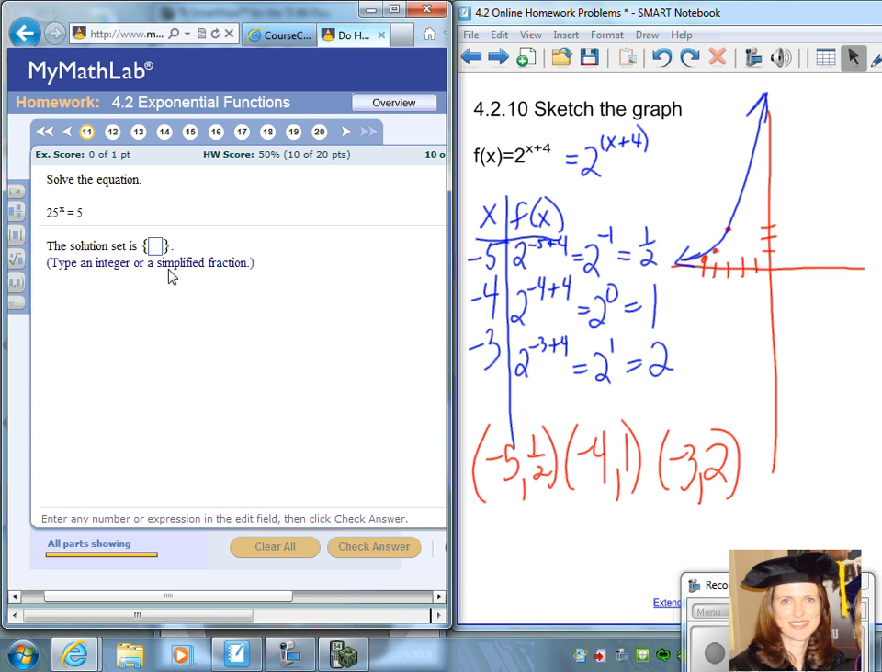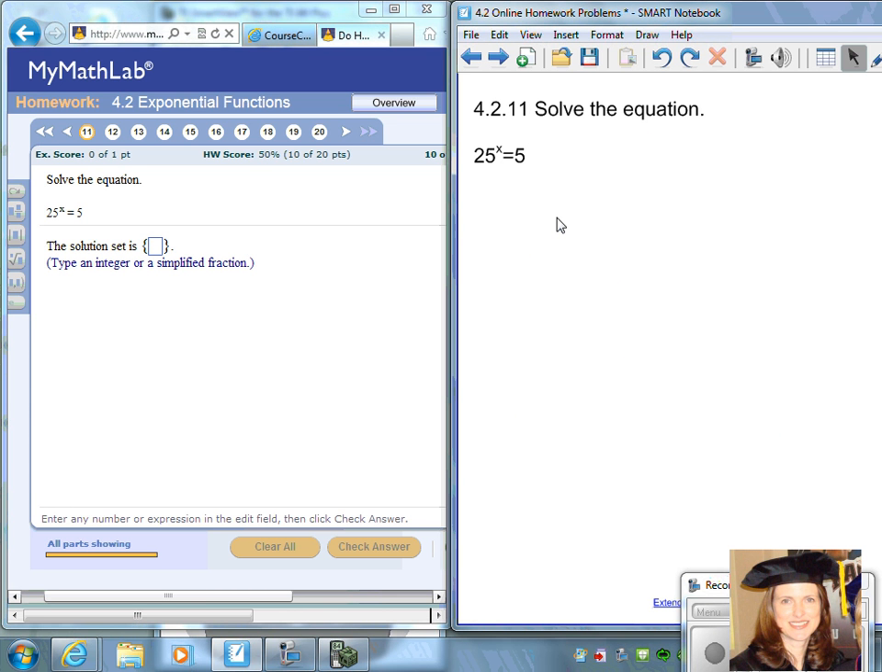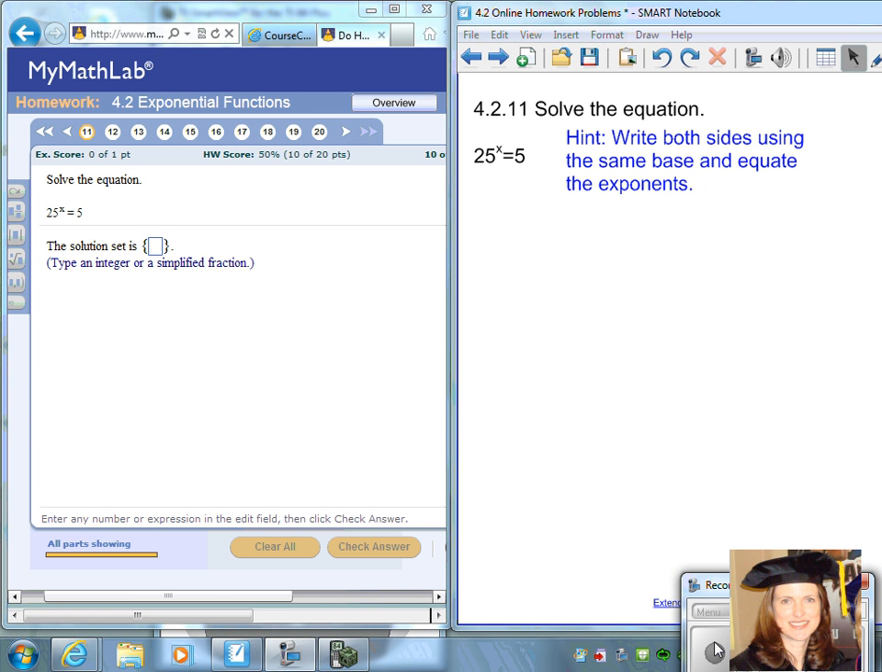Okay, now let's look at number 11. We're asked to solve an exponential equation. Solving exponential equations is different than how we solve quadratic equations and linear equations. The key to solving exponential equations is to write both sides using the same base and equate the exponents. This is my hint for solving exponential equations, especially for this section.